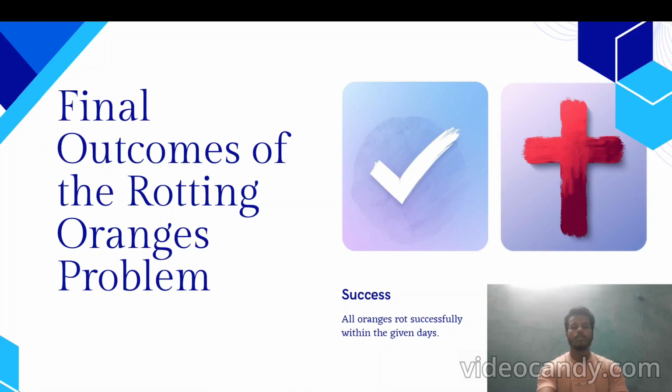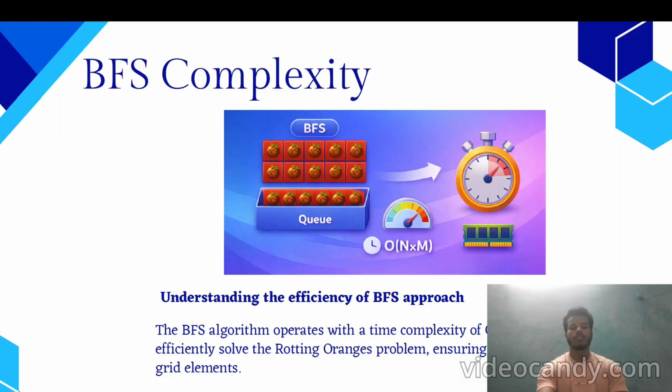At minute 0, only a few oranges are rotten. At minute 1, their neighbors turn rotten. With each minute, the influence grows until either all oranges are infected or the spread stops. Let's discuss edge cases. If all oranges are already rotten, the time needed is zero. If some fresh oranges remain unreachable, the system clearly tells us it's impossible.